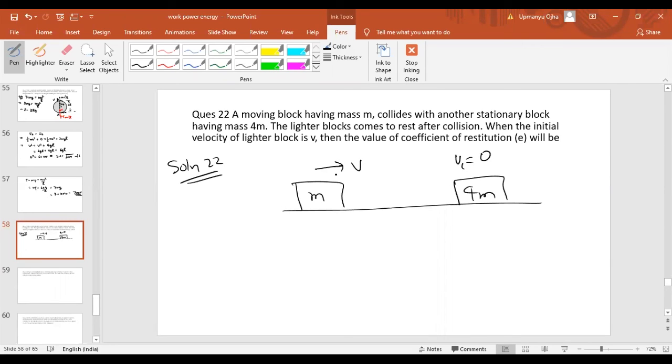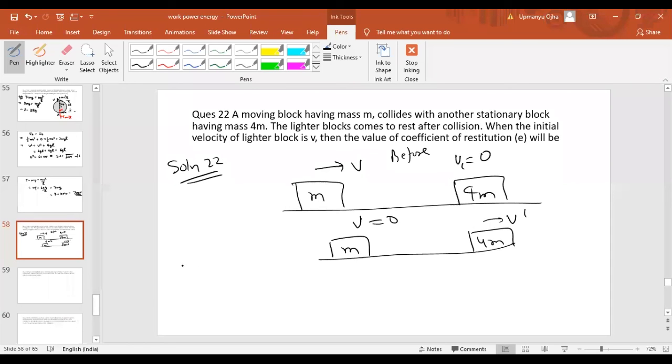Now the lighter block comes to rest after collision. So this is before collision. After collision, the lighter mass velocity becomes 0, and the 4m block's velocity, say v dash, we can take.